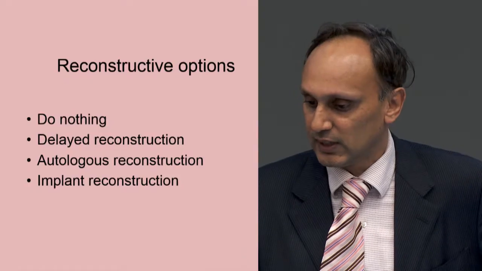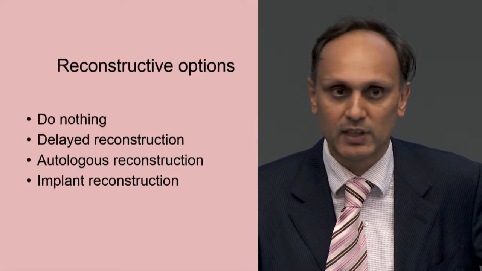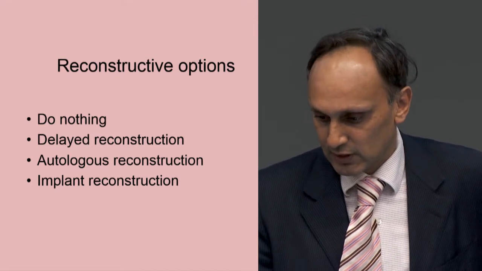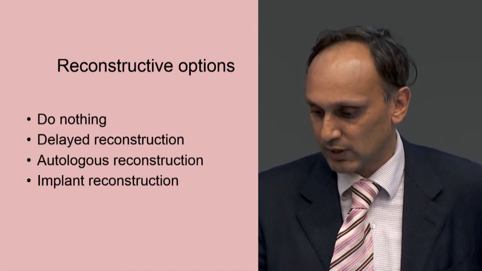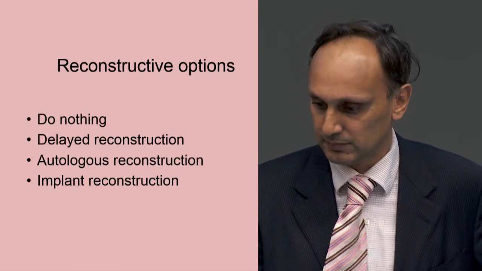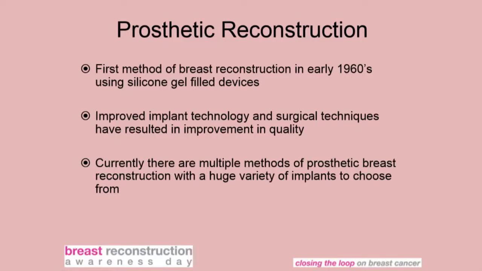The options are to do nothing, or reconstruction, which doesn't have to be done at the time of the cancer surgery; it can be done later on. If you're going to do reconstruction, the options are autologous reconstruction, which other speakers will talk about, or implant reconstruction. Prosthetic or implant reconstruction was one of the first methods of reconstruction developed. With improving technology in implants, the quality of the reconstruction has improved significantly.